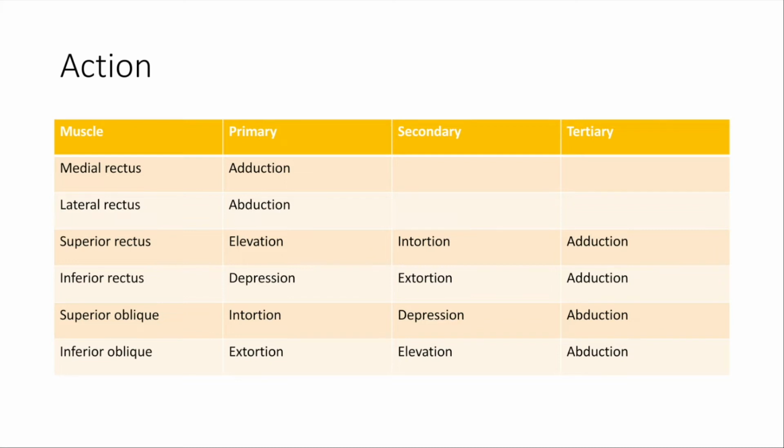And a very tertiary action for them is abduction for both of them because of the way they are attached. So they both come from the lateral side actually and attach onto the medial side of the eyeball, therefore causing some degree of abduction also. So let's look at the model and try to understand how the attachment contributes to these movements.